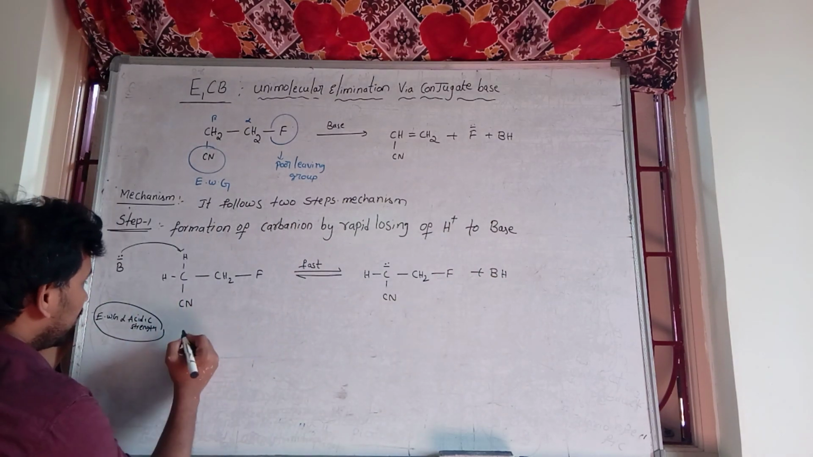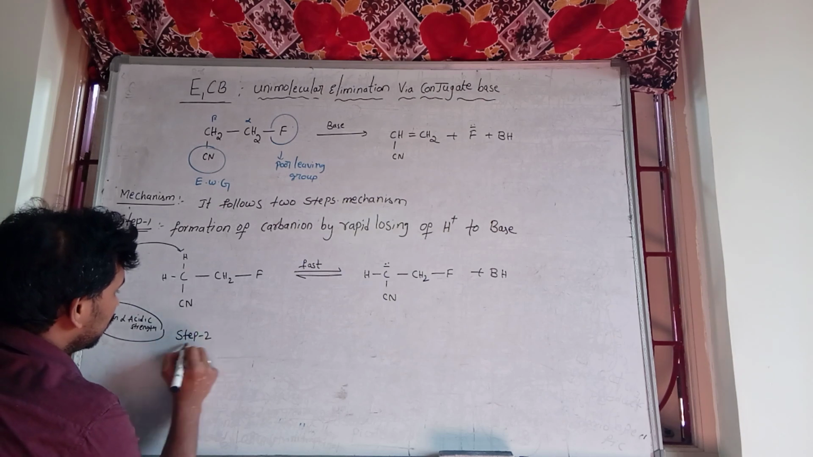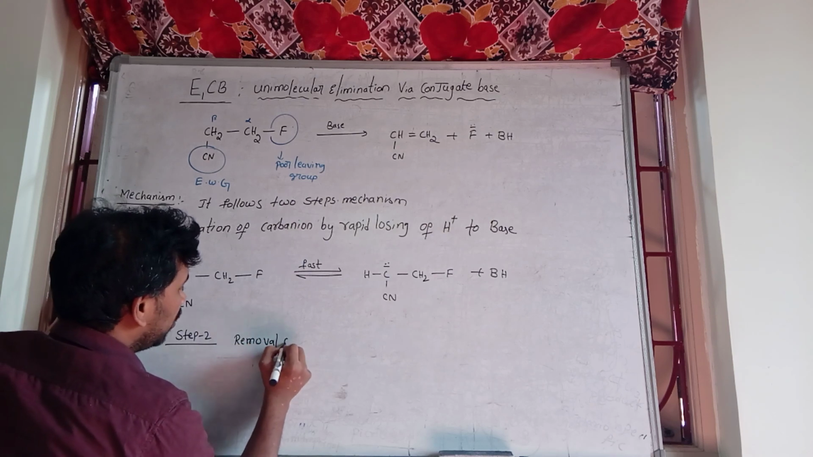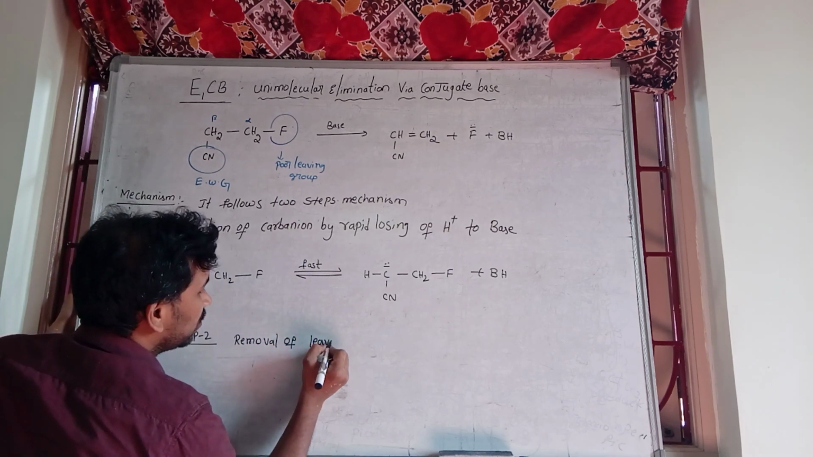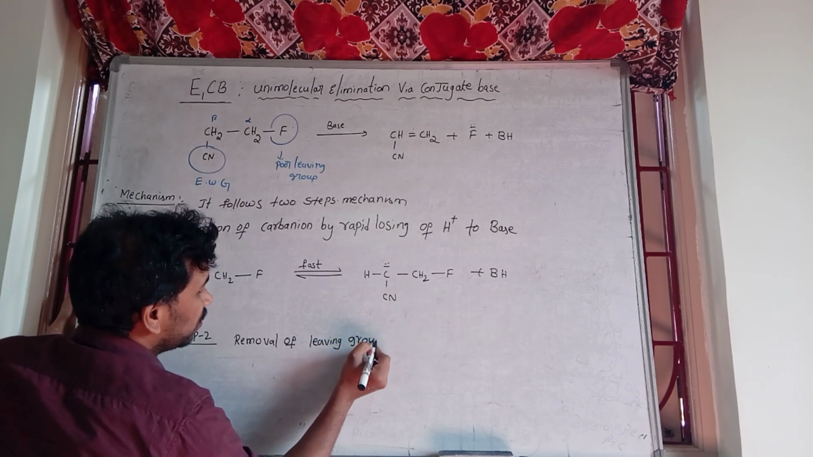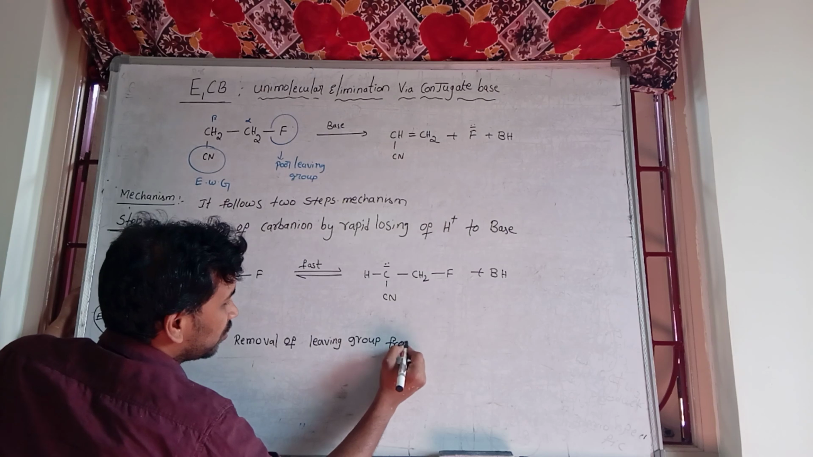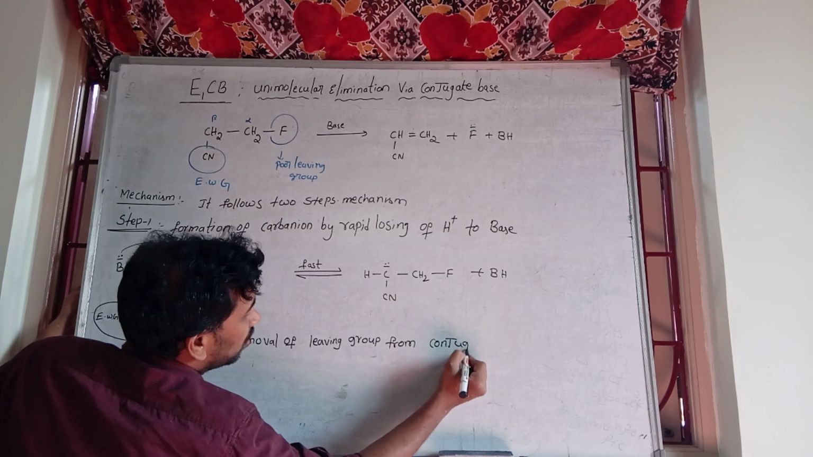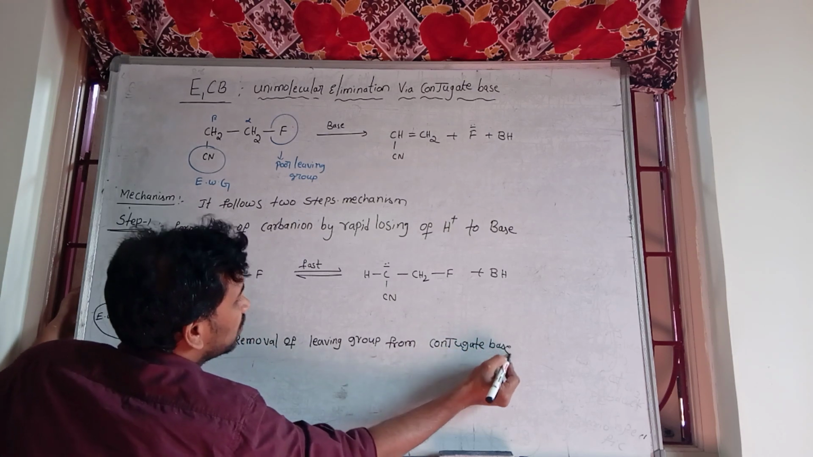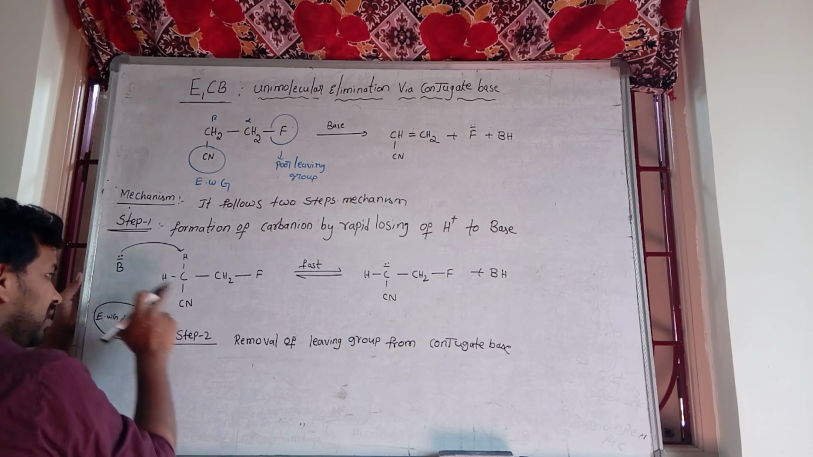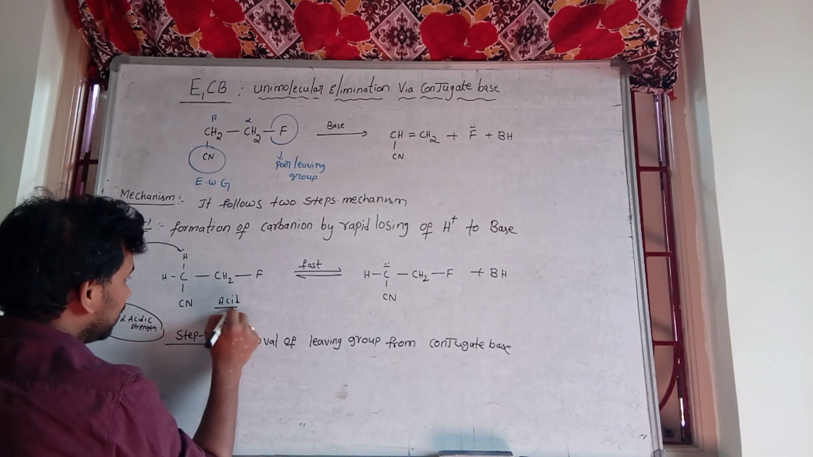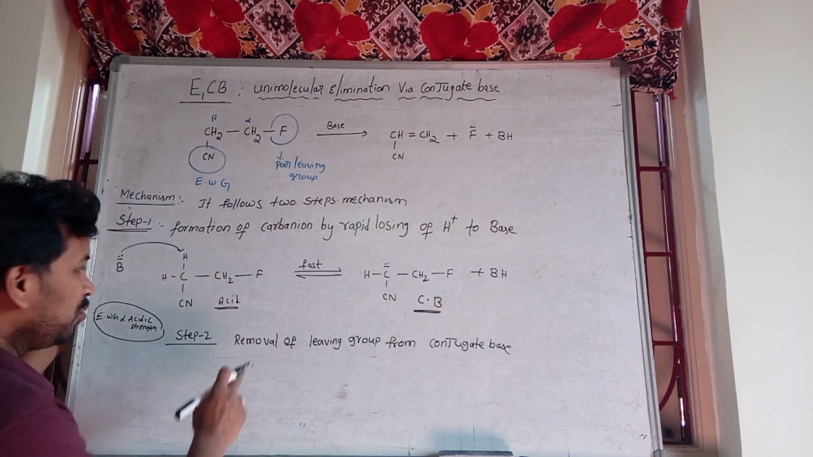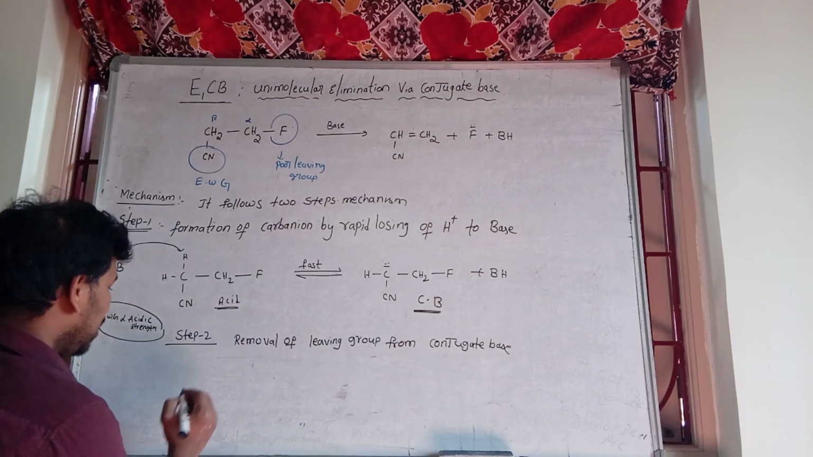Step 2: removal of leaving group from carbanion, from the conjugate base. Simple, students, this is base, this is acid, this is what? Conjugate base. So removal of the leaving group from the conjugate base. Step 2.